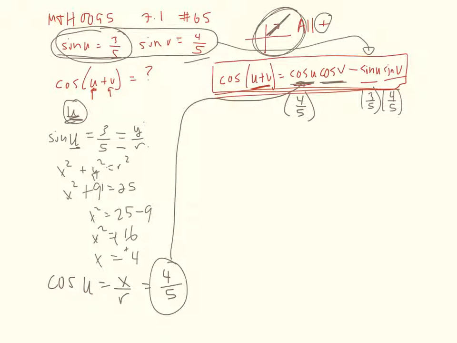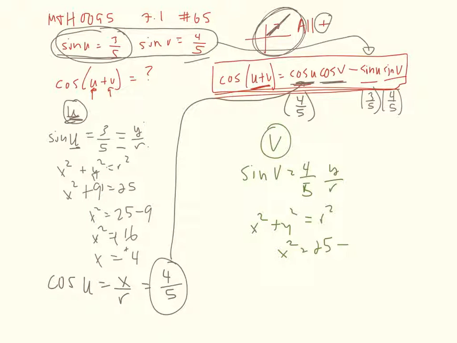Okay, last thing I need to do is to work out angle V. So angle V, let's do it in green. Angle V is here. I know that the sine of V is 4/5. Again, sine is y over r. That means y is 4 and r is 5. Again, I can do Pythagoras. X squared plus y squared equals r squared. X is what I'm looking for, so it's 25, take away the y squared over there. 4 squared is 16. So x squared is equal to 9. Therefore, x is equal to 3. Again, positive 3 because it's acute.